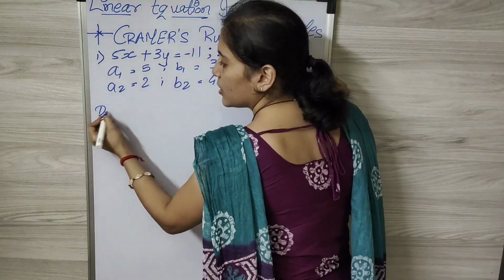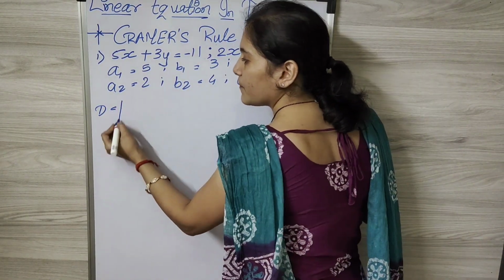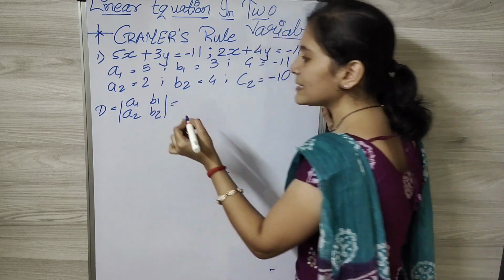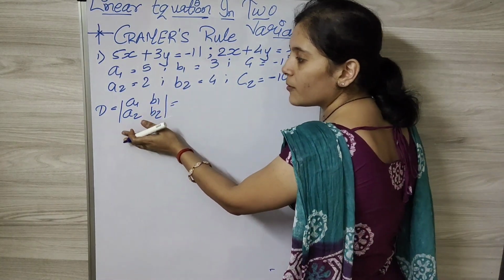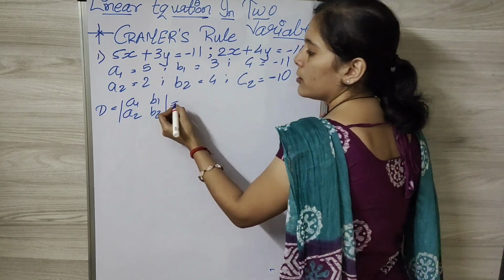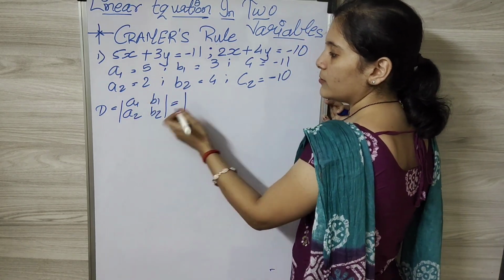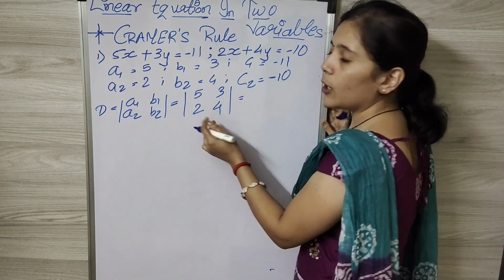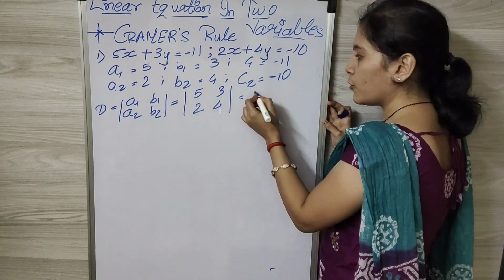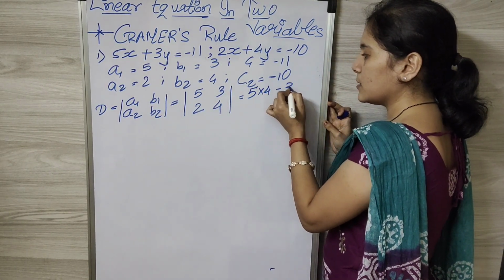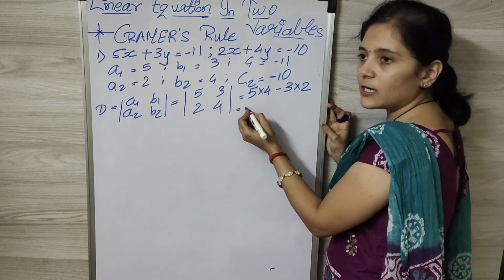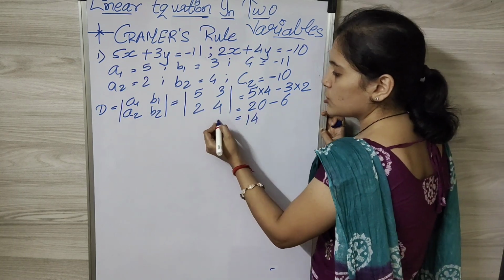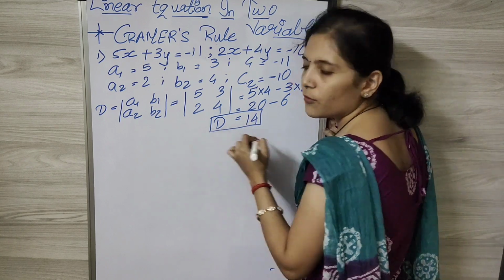So now we will start with d. What is the formula of d? That is a1 a2 b1 b2. While solving the example, please also mention the formulas which will be very easy for you to write properly. So a1 a2 5 2, b1 b2 3 4. Then now cross multiplication, 5 into 4 minus 3 into 2, that is 5 4s are 20 minus 6, 20 minus 6 becomes 14. So I got the value of d. The value of d is 14.